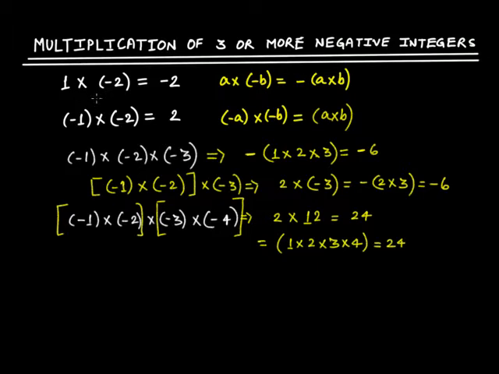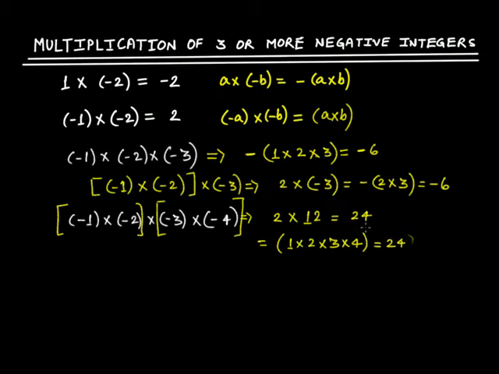So if one negative integer is involved, then the answer will be negative. Two negative integers involved, the answer will be positive. Three negative integers involved, the answer will be negative. Four negative integers involved, the answer will be positive.